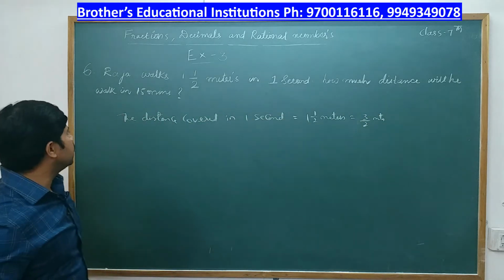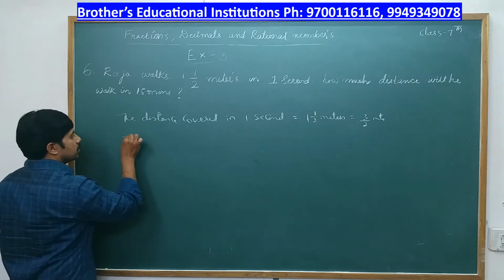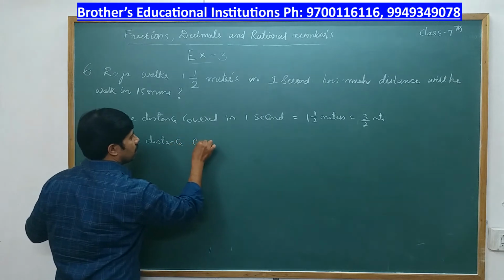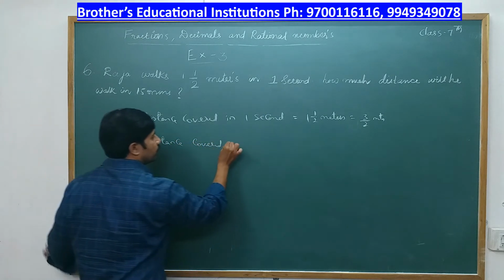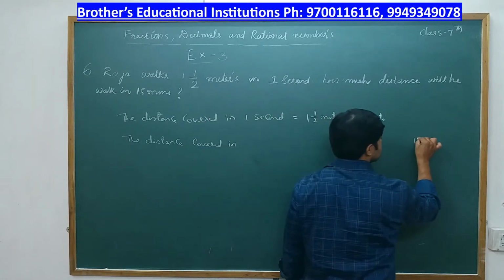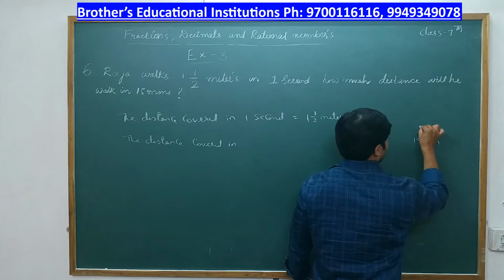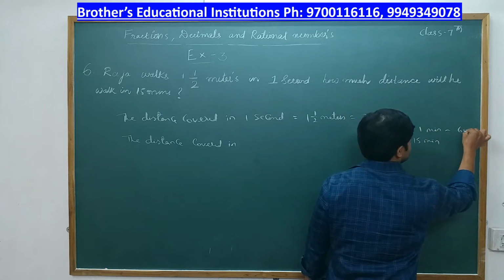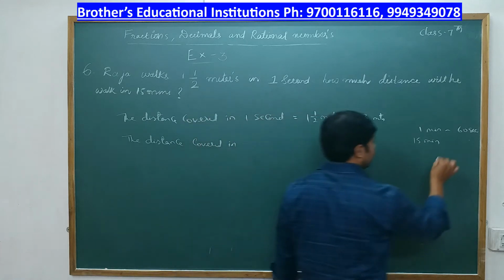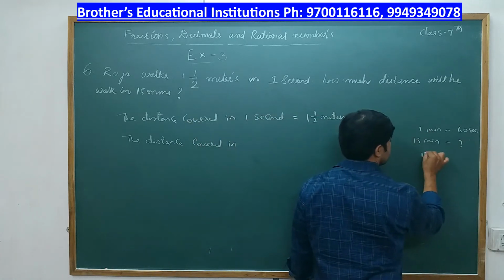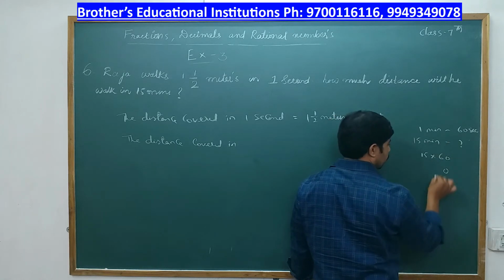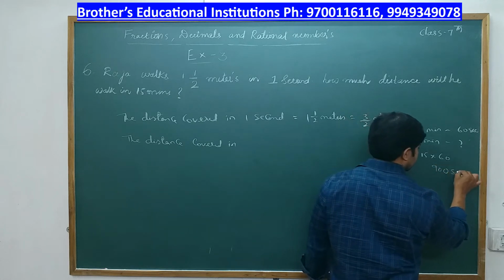Now we have to find out the distance he walks in 15 minutes. So the distance covered in 15 minutes. See here, 15 minutes we have to convert into seconds. 1 minute is 60 seconds. So 15 minutes we have to convert into seconds, that is 15 into 60. You have to multiply these two. 15 zeros are 0, 15 sixes are 90. So it is 900 seconds.